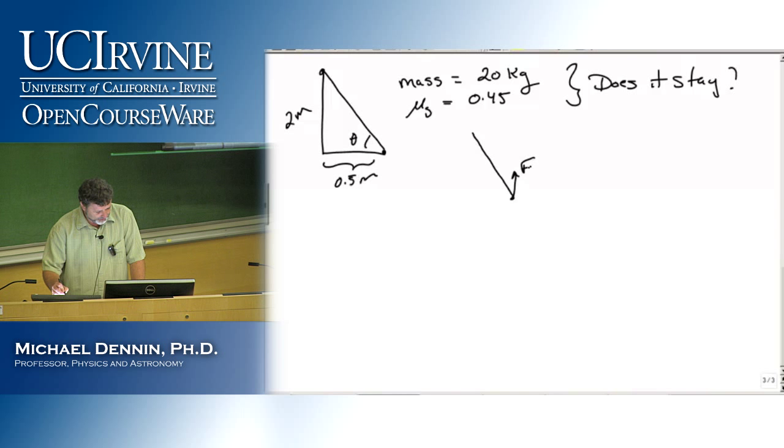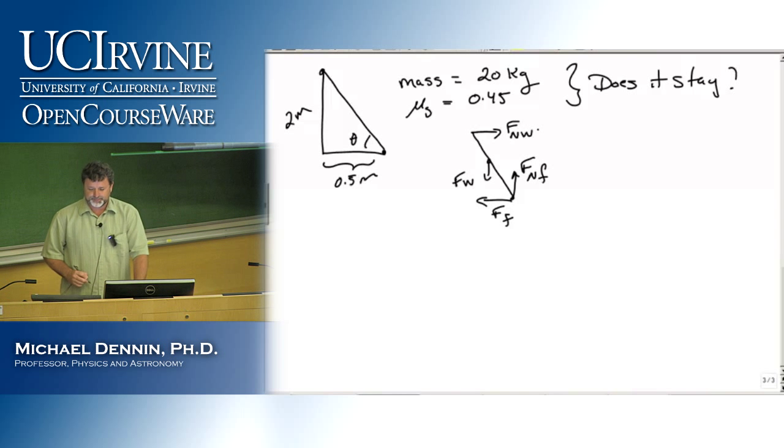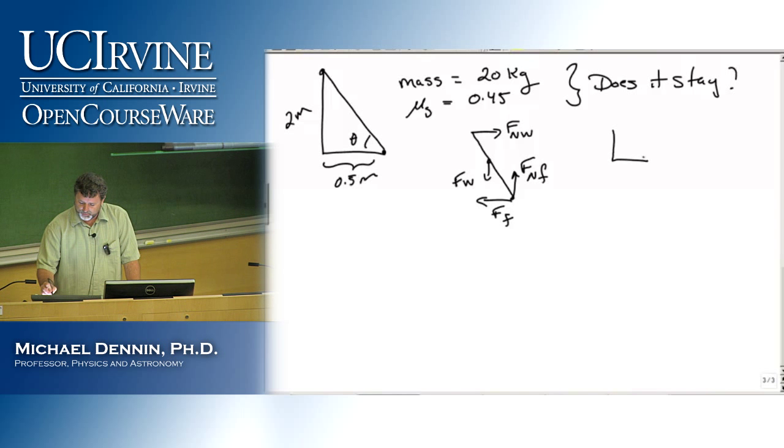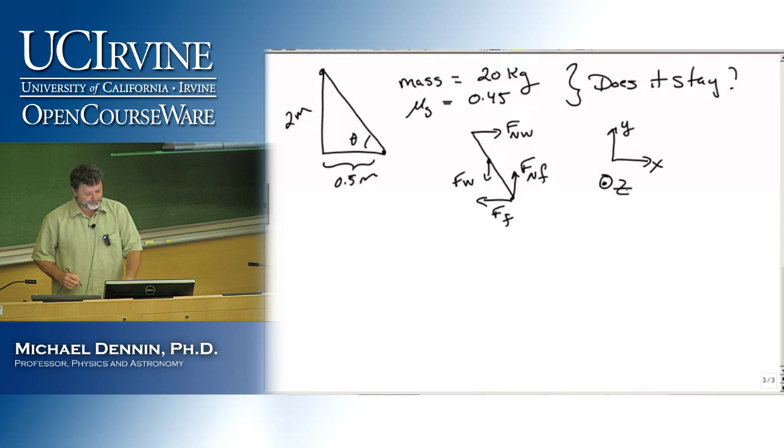Well, we make our free body diagram, which we already did. So we have, I'm going to call that, normal with the floor. We have force of friction. We have weight. And we have normal with the wall. We use our standard x and y, so z is out of the board.